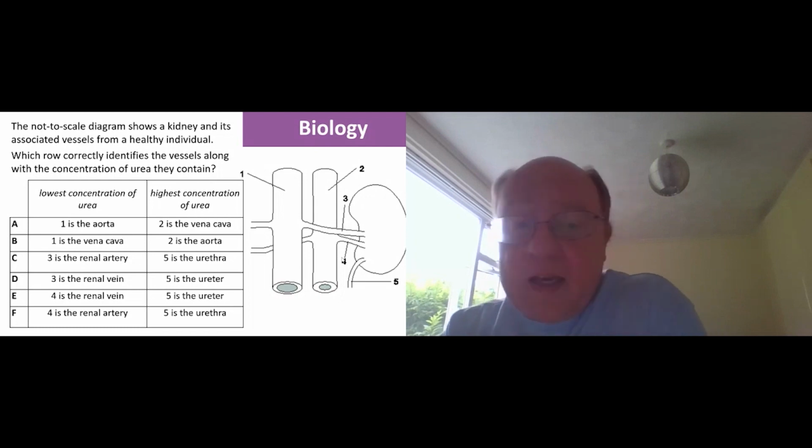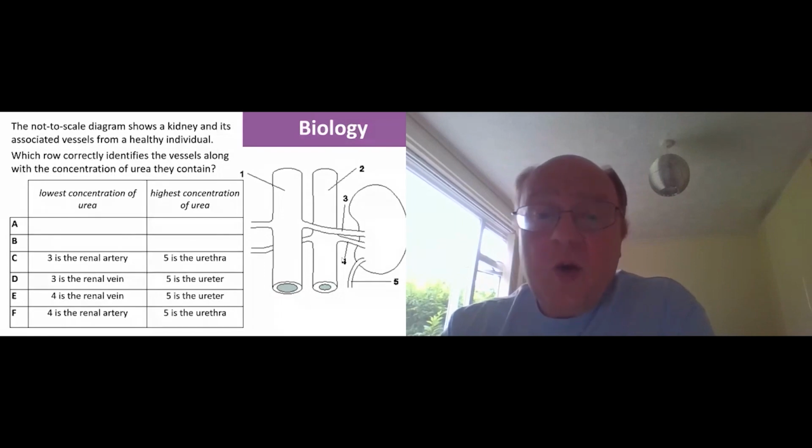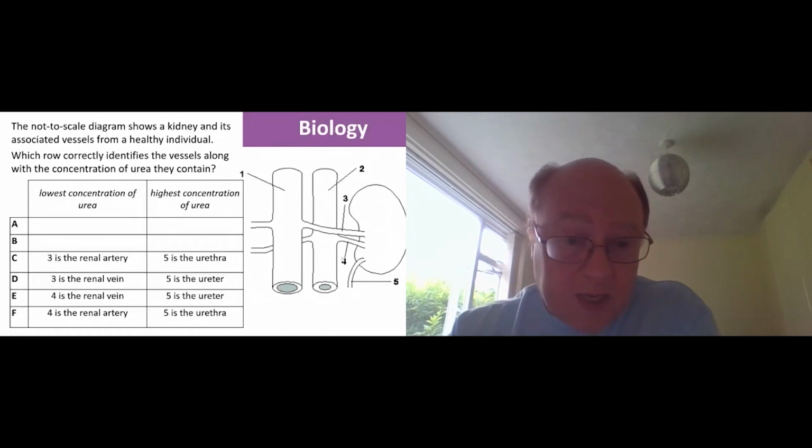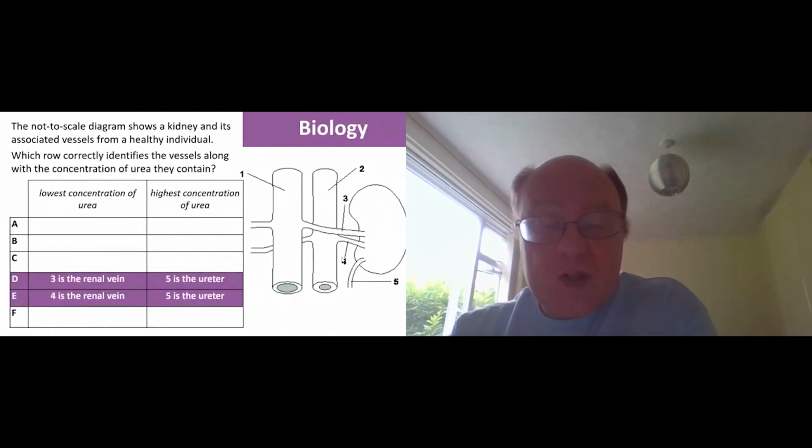All of them in the second column are referring to number 5 in the diagram. 2 of them refer to it as the urethra, and 2 of them refer to it as the ureter. Now, if we know about the kidney, we'll know that it's the ureter that comes from the kidney, whereas the urethra comes out of the bladder. So we can quickly remove 2 more options, and we're now down to 2 out of 6 possible options. Both of them refer to 5 as the ureter.